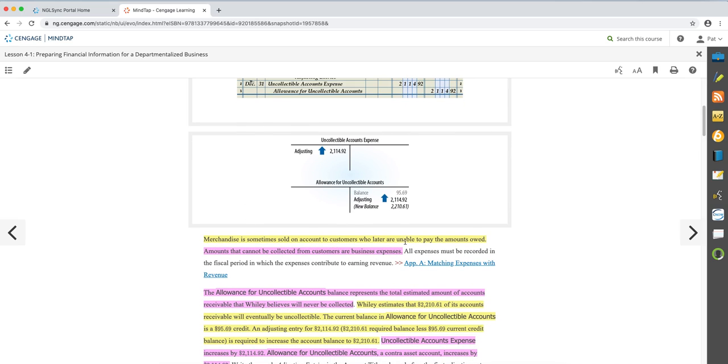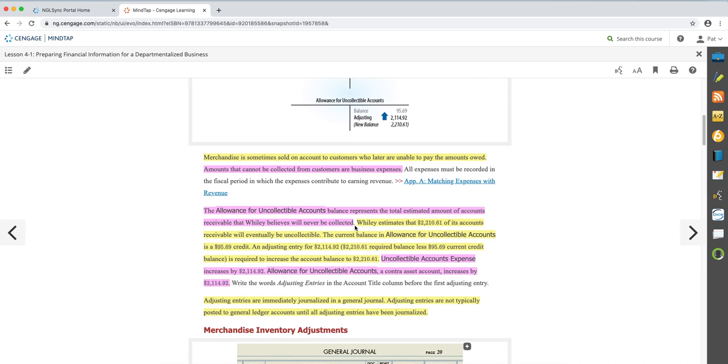Merchandise is sometimes sold to customers who are later unable to pay the amount. That's what this allowance for uncollectible accounts is, amounts that can't be collected, which are considered to be business expenses. So at the end of the year, we decide how much that's going to be. Okay, so the allowance represents the total amount that is uncollectible accounts receivable. All the money we think we're going to collect, we figure out at the end of the year that some of this is not going to be.